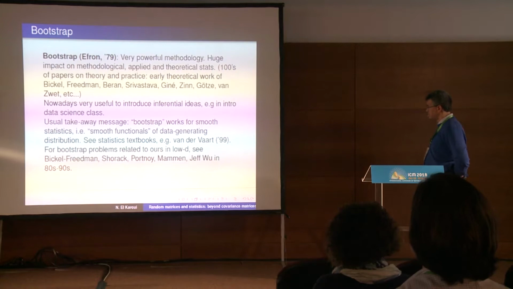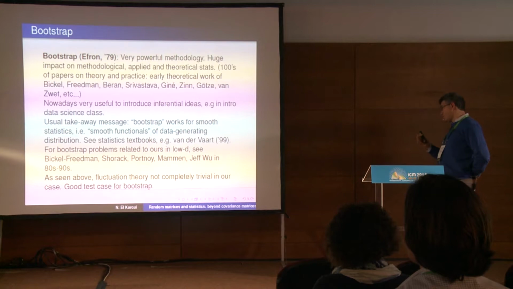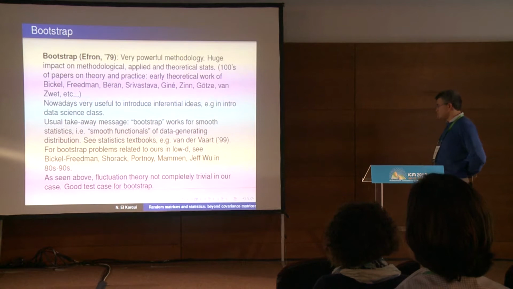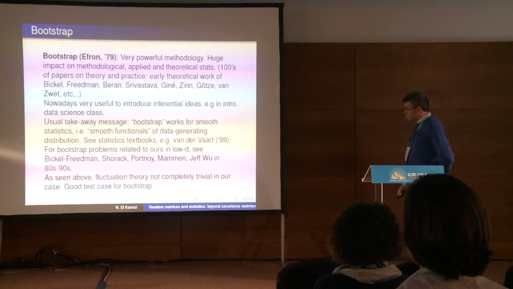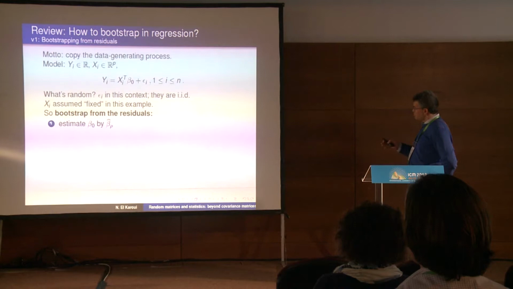Okay, so as we saw above, the fluctuation theory for beta hat rho, we didn't find it completely trivial, so it was interesting to do mathematically. But that's a good test case for the bootstrap, right? In some sense, the claim to fame of the bootstrap is people don't need theory anymore. They can just bootstrap. Let's see. So how to bootstrap in regression? There are many ways. I'll discuss two.